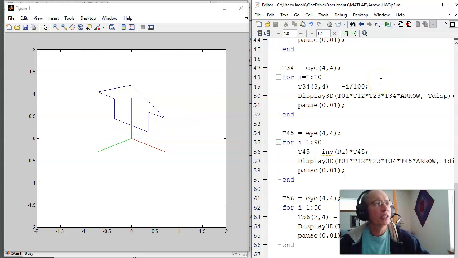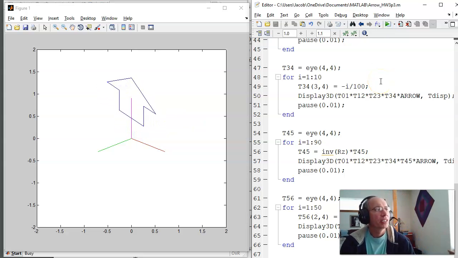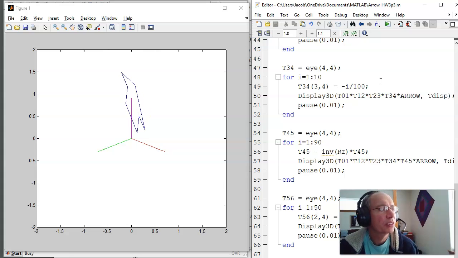So if you get the assignment working, this is what it should look like. Move Z, rotate Z, rotate X, translate minus Z, rotate Z, translate Y.